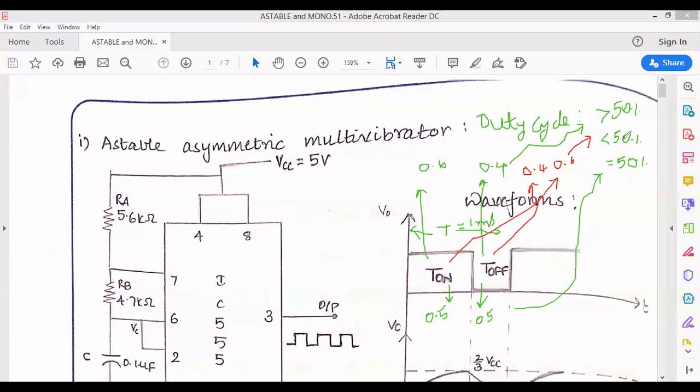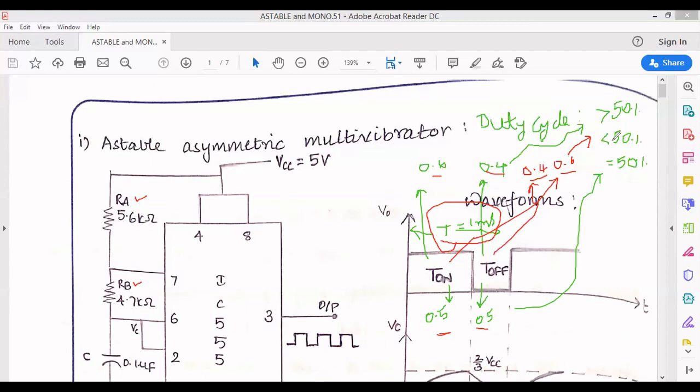So we have to see all these three cases. The duty cycle indicates whether T on is less than T off or T off is less than T on, considering the total time period, which I just took as 1 millisecond. So we manage 0.5 millisecond, or 0.6 and 0.4, or 0.4 and 0.6, by choosing proper values of RA and RB. By designing the proper values of RA and RB, we are going to maintain these three cases. Let's see how we will maintain these three cases.